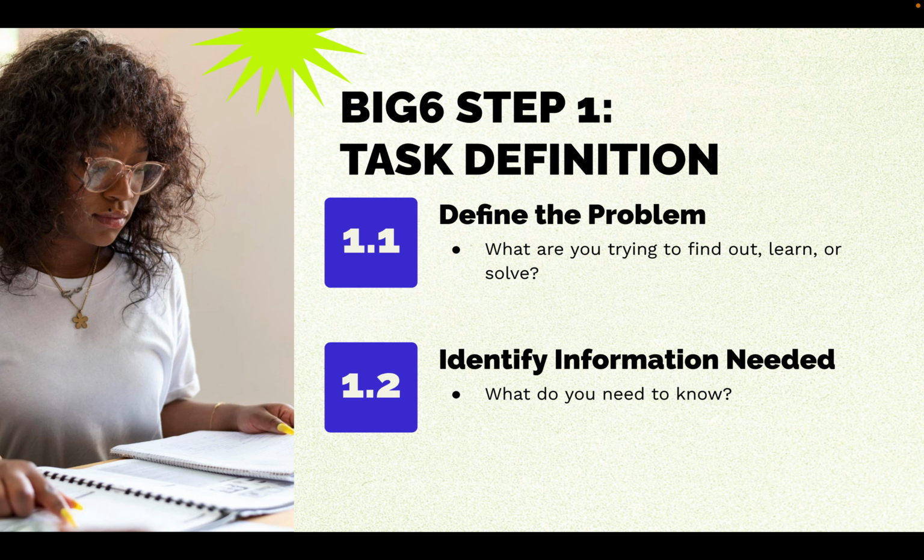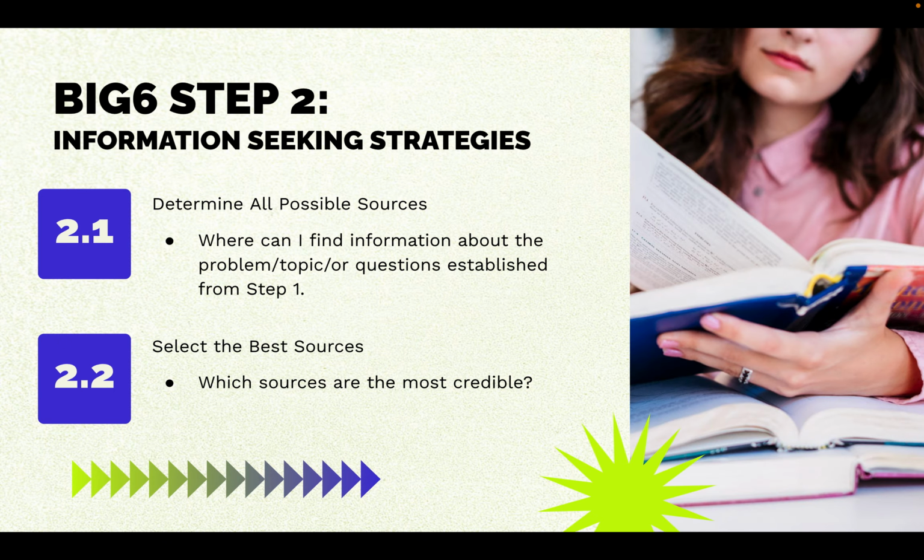And you'll notice again throughout these steps, it's just a narrowing down of topic, a narrowing down of information, making everything more streamlined and tighter. Step number two, information seeking strategies. 2.1, determine all possible sources. You've got to think to yourself, where can I find information about the problem, the topic, or the questions we established in step one? And then you go on to 2.2, select the best sources.